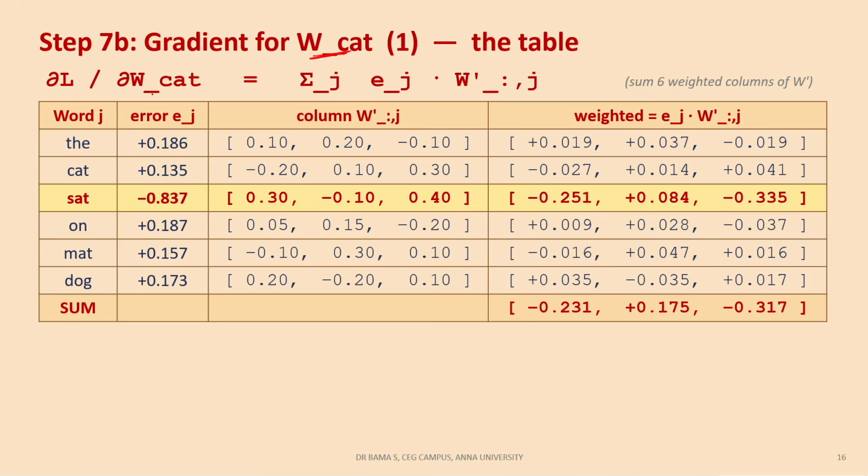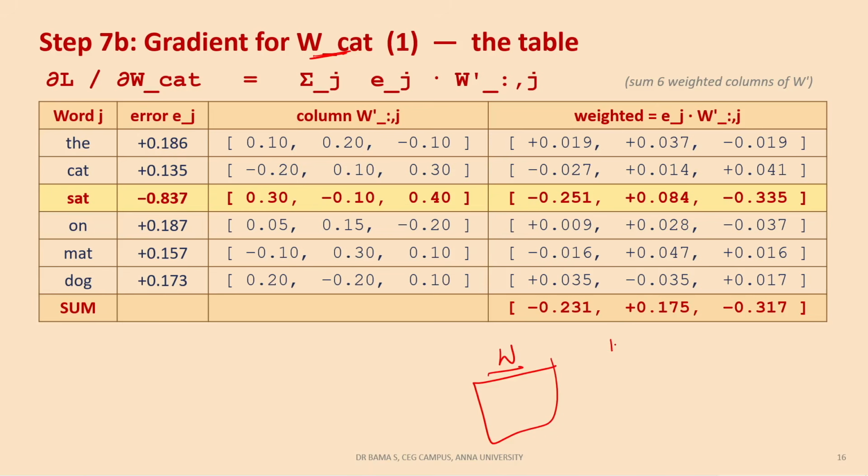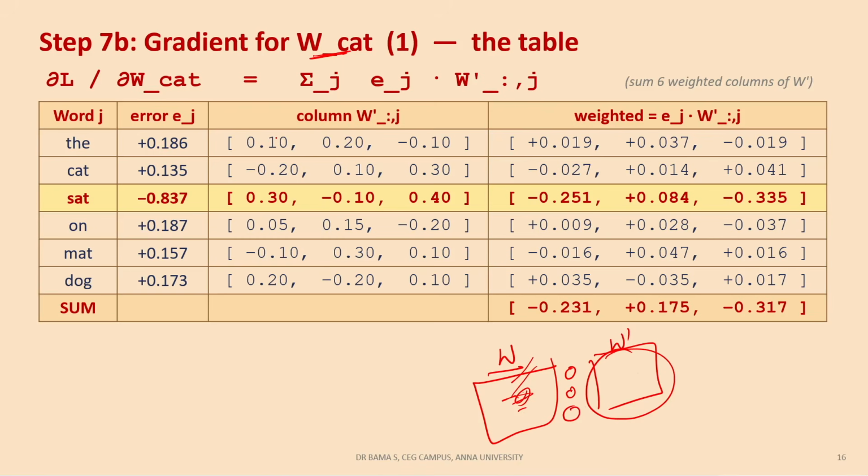Dou L by dou W of cat. If you look at the neural network side, we have W as one region and W dash as the other region, and between them you have 3 neurons. We were talking about W dash in the previous slide. Now we are talking about how to change the weights for this region. So here we have the error of minus 0.837, and this is the column value of W dash. We multiply it, and we get these values. The same thing goes here, 0.186 with W dash. W dash is the same that we had, a random value we started off with.